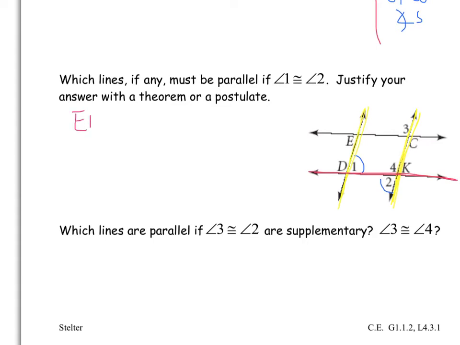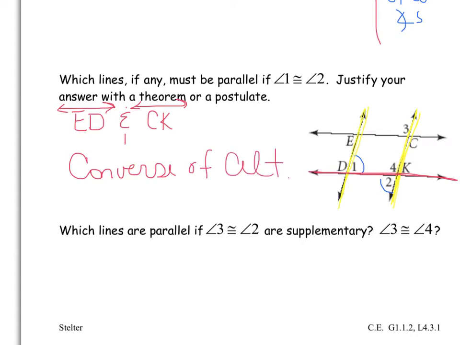So ED, we make the little double-headed arrow, and CK. Or you could say DE, it doesn't matter which order. And the reason being is converse of alternate interior. Remember, it's always the converse of whatever angle relationship they have. In this case, alternate interior.